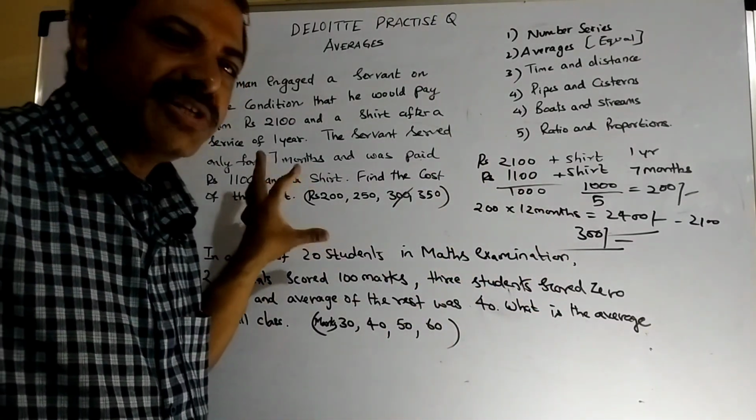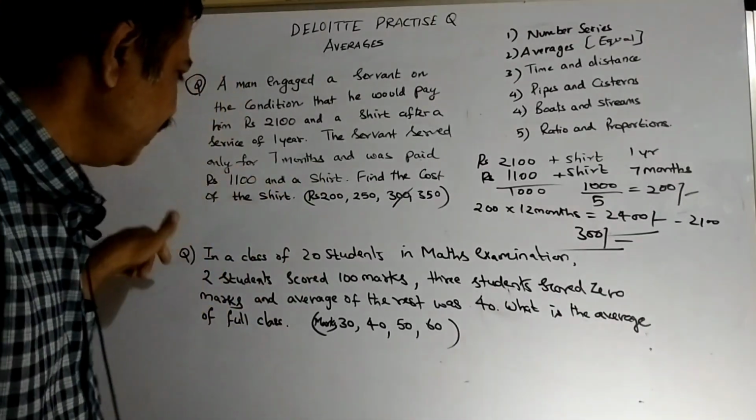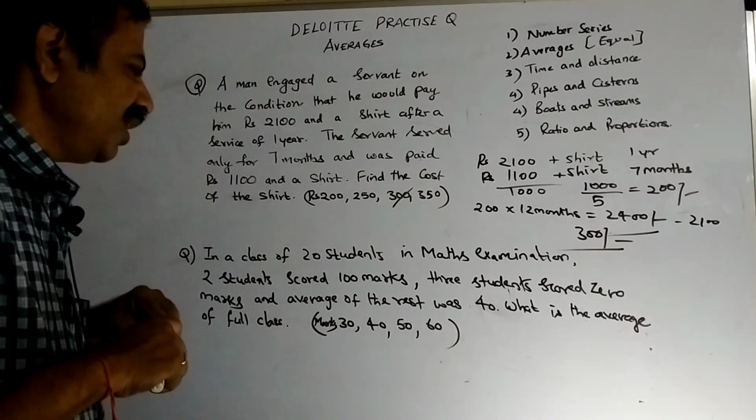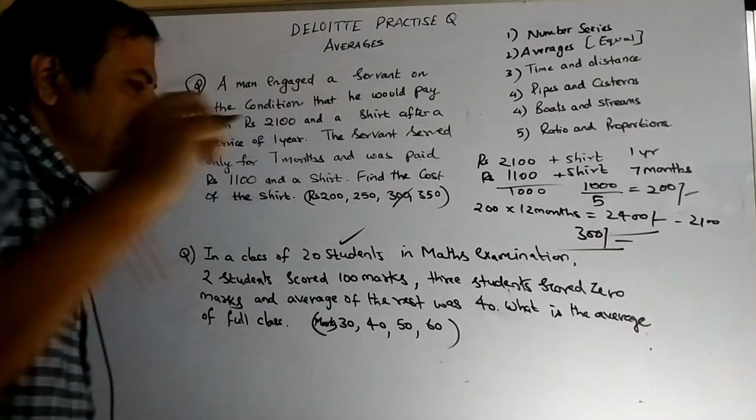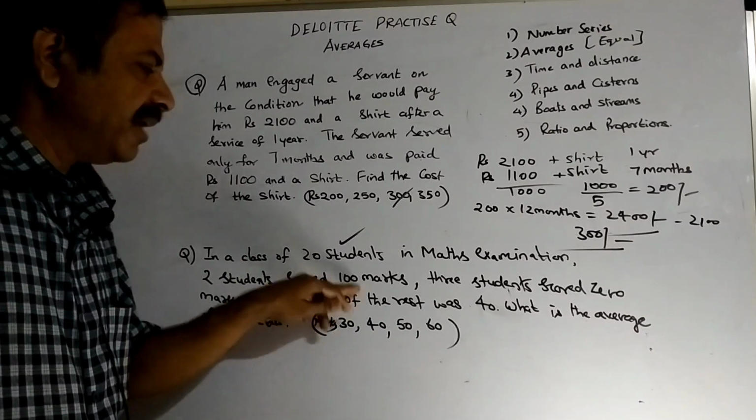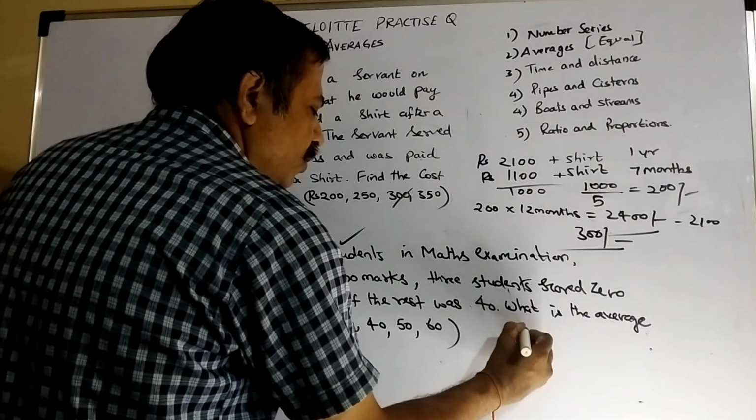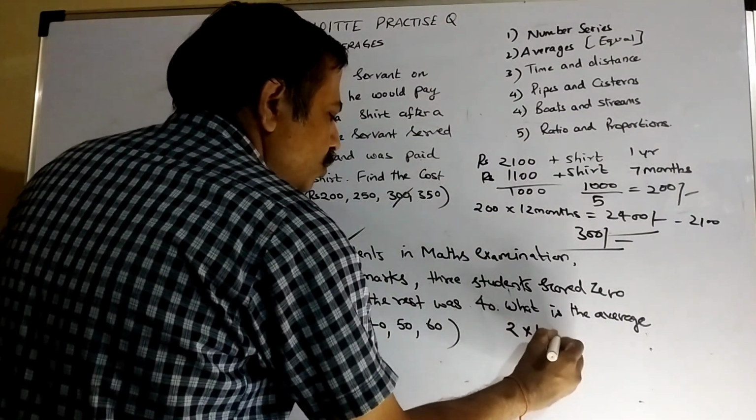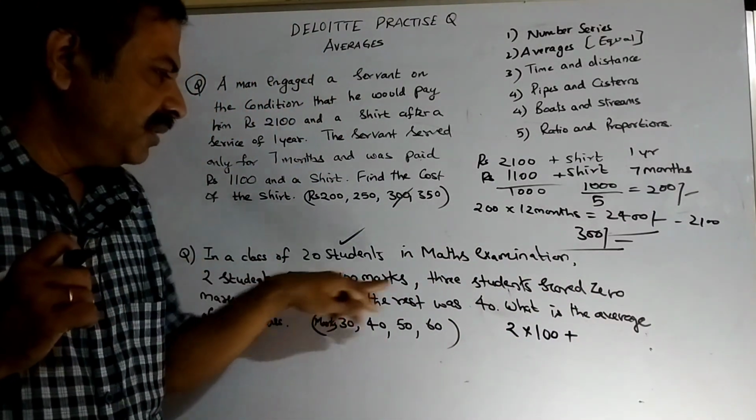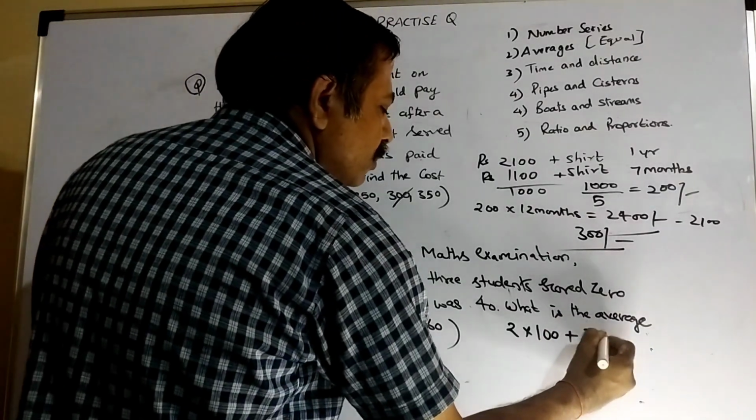So dear students, these are Deloitte model questions, practice them, okay? In a class of 20 students in a maths exam, it is clear that there are 20 students in a class. So this is about average. 2 students scored 100 marks, so 200 marks. Okay. 3 students scored 0 marks.